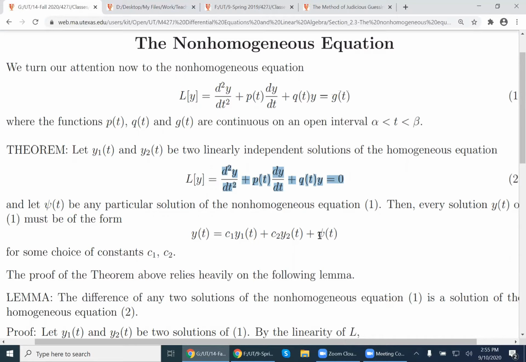The question is how to find a particular solution of the given non-homogeneous equation. This will be discussed next week. As I said, in this section, we discuss only the general structure of y of t.